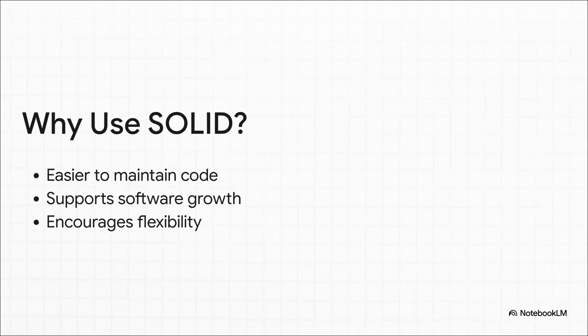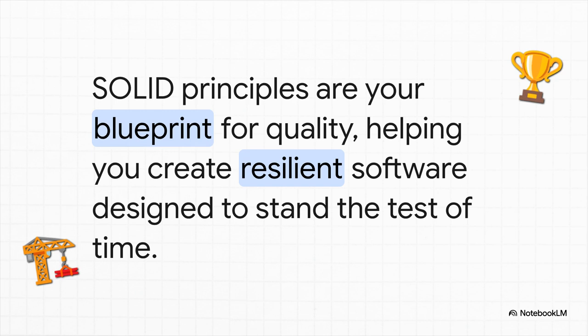So what's the result? You get code that's way easier to maintain, because a change over here doesn't randomly break something way over there. You get systems that can actually scale because you can add new things without having to tear everything apart. And you get a flexible architecture that can actually adapt when business needs inevitably change. At the end of the day, the SOLID principles are really just about building with a better blueprint. It's about thinking beyond just, does it work right now, and instead creating software that's well-crafted, resilient, and truly designed to stand the test of time.